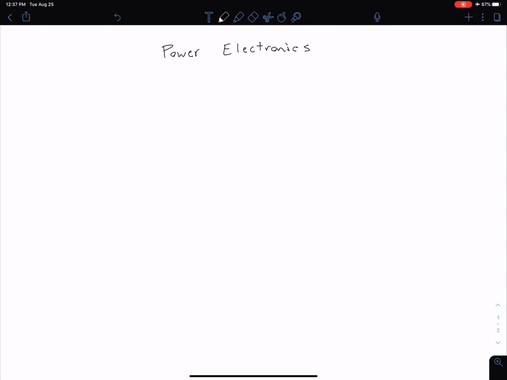The next topic we're going to talk about is power electronics. And so for this topic, we're going to be switching to our Analog and Mixed Signal Electronics textbook by Carl Stephen. And so what is power electronics?